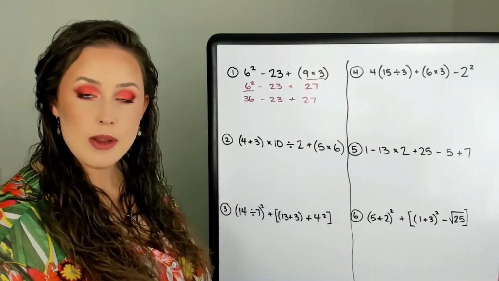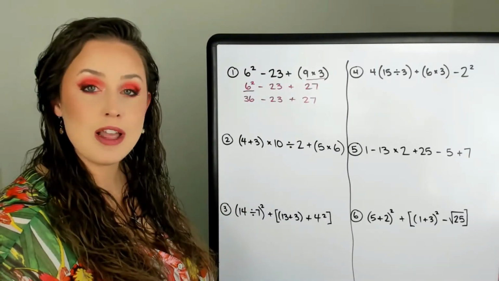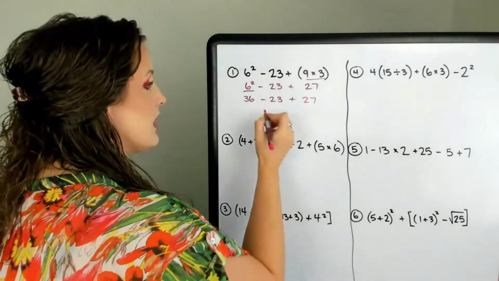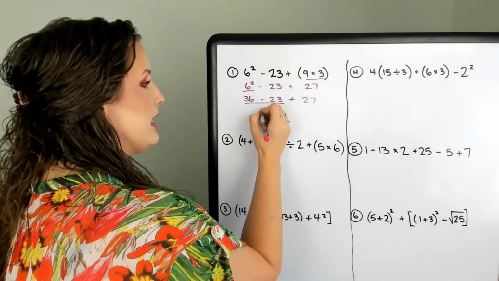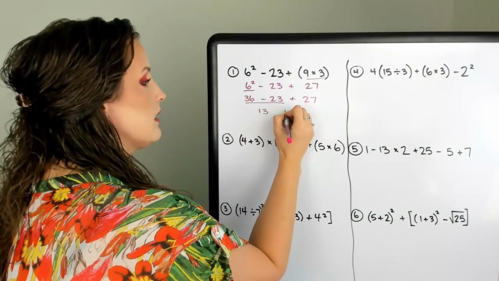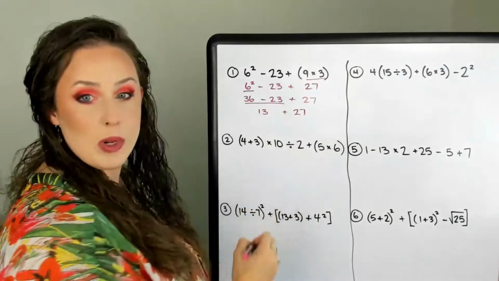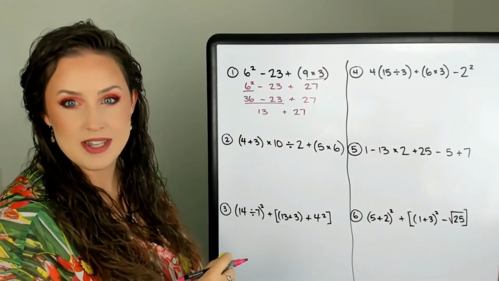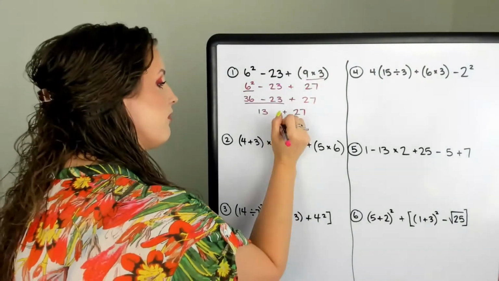Now, let's go left to right within that addition and subtraction level, and then we'll have our final solution. So next would be our 36 minus 23, so that's going to be 13. Copy that plus 27, and then 13 plus 27 gives us our final solution of 40.